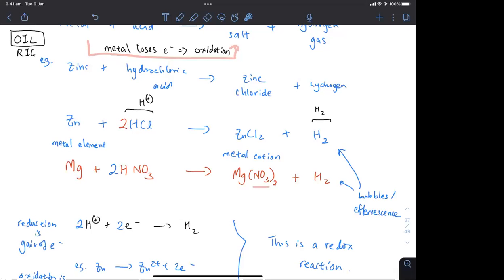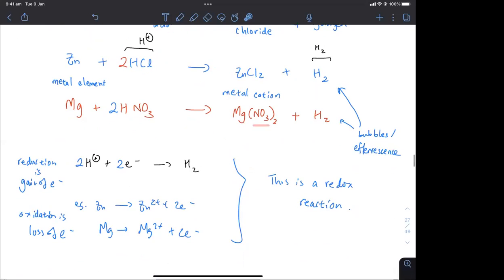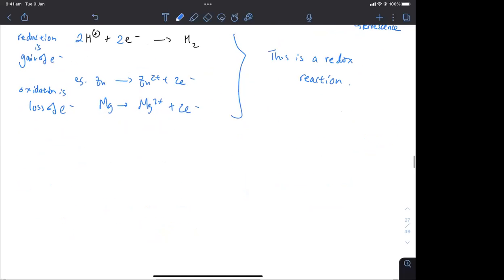Okay. Now, what else could they ask you? They could ask you to collect gas. Do you know something about gas collection? What apparatus do you use to collect the gas? If you want to collect the hydrogen gas, what apparatus do you use to collect hydrogen gas?